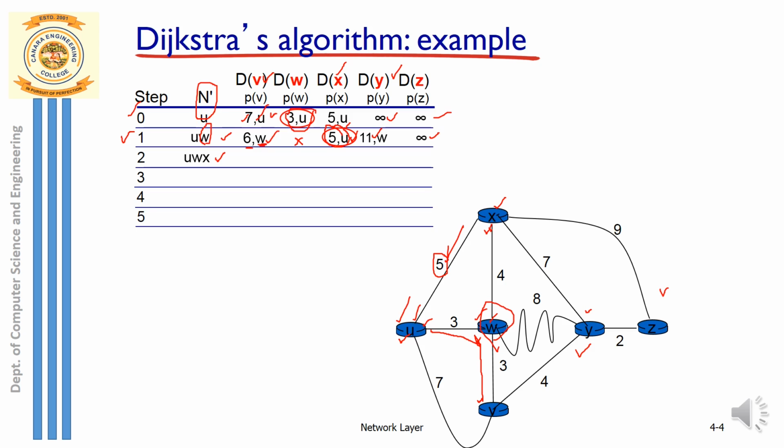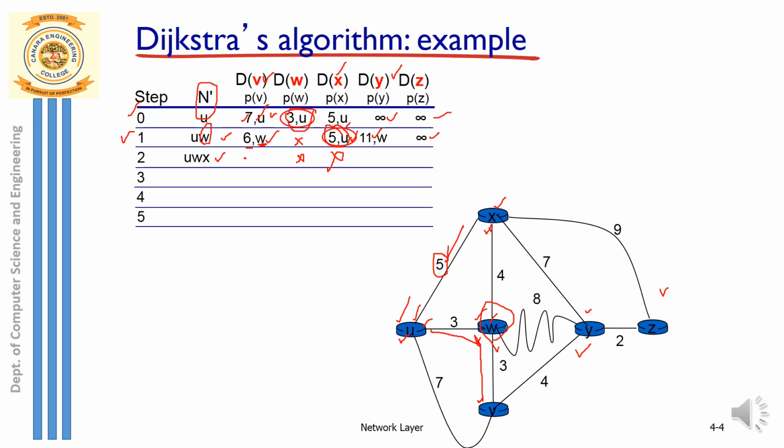Now I'm going to do the shortest path calculation via the nodes W and X from source node U. From node U to W via X, do I have to calculate? I don't, because I have already found it. Next is U to X, which I also don't have to calculate, because I have already calculated it. All that I have to calculate now is U to V, U to Y and U to Z.